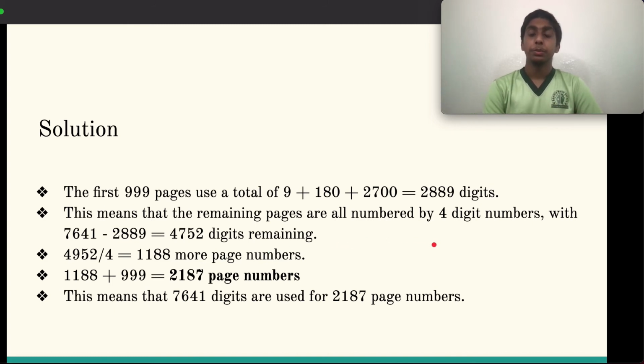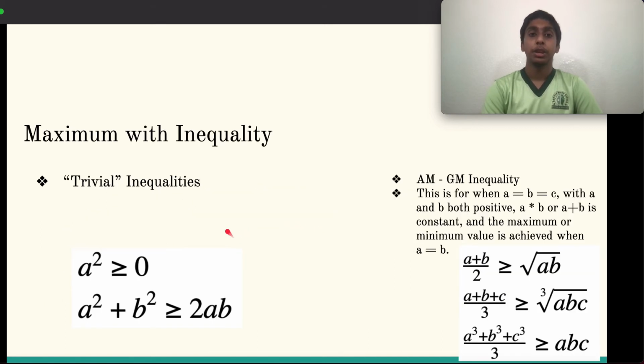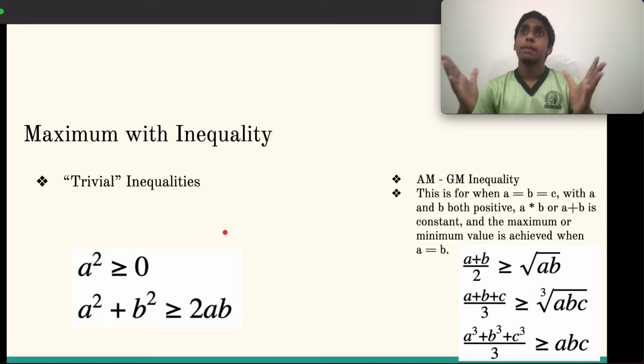Okay, so let's move on to our last topic of the day, maximum with inequality. Okay, so when I say maximum with inequality, it's basically like they'll give you a set number of variables and they're going to be asking you what is the maximum total that this could equate to. So an example would be like, a squared plus b squared plus c squared is equal to 299. What is the maximum total that a plus b plus c can be?